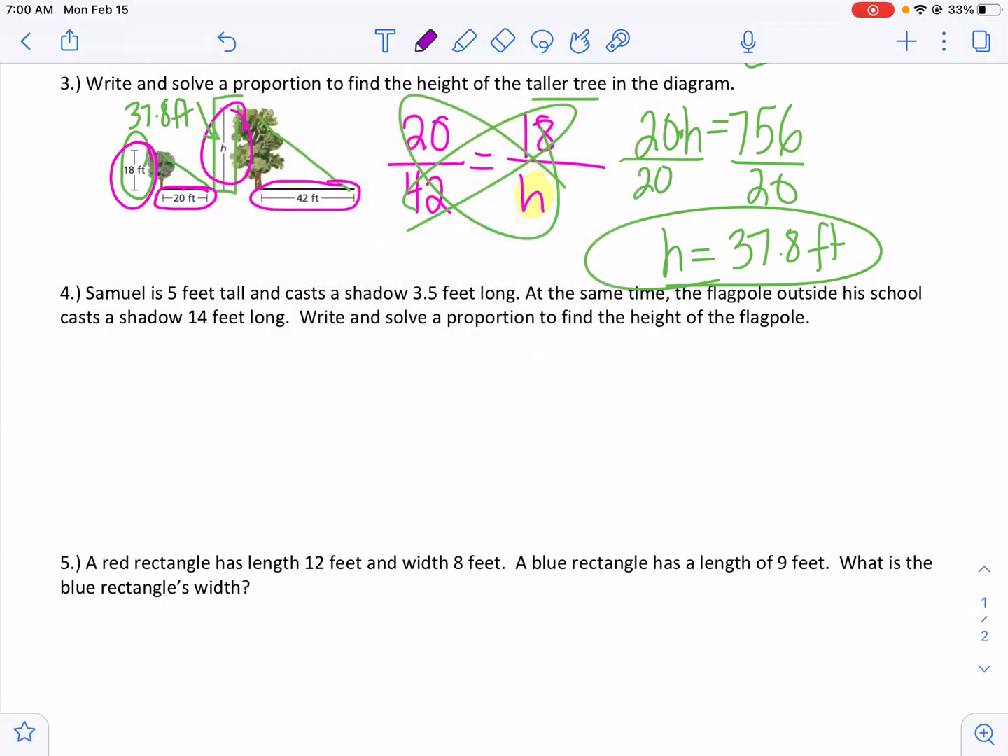Samuel is 5 feet tall and casts a shadow 3.5 feet long. Well, let's stop there and let's draw Samuel. You are most likely a better artist than me. It looks like he has a black eye there.